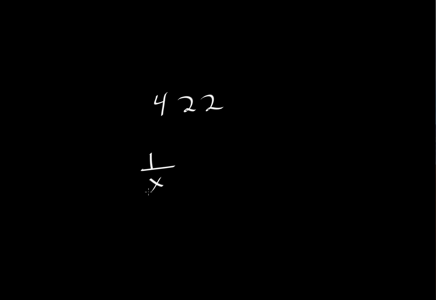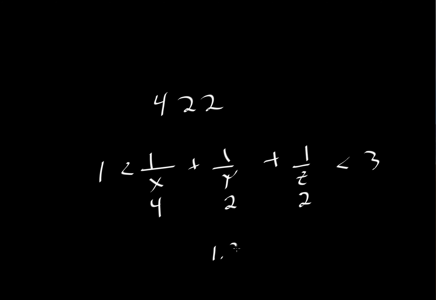We would have 1 over x plus 1 over y plus 1 over z, where this x is 4. And again, it doesn't matter what order we take them. This is 2, this is 2. So if we have 1 over 4 plus 1/2 plus 1/2, then we would get the sum of 1.25. And then that works. That satisfies this inequality. It is greater than 1. It is less than 3. So this is a compatible trio.